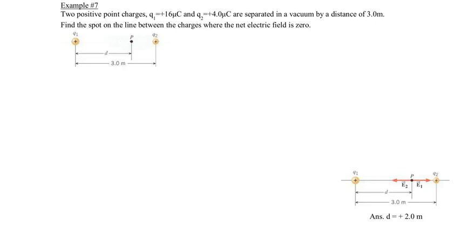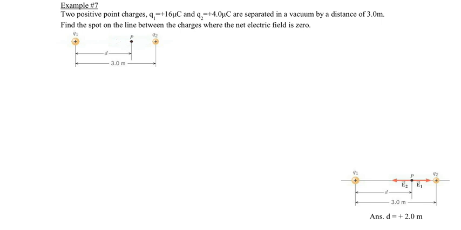Welcome to example 7. We have two positive point charges, Q1 and Q2, and they're separated a distance of 3 meters. We're looking for the spot along the line that would join these two charges where the net electric field is 0. First thing you would do is draw a picture of the setup and pick a convenient coordinate system.